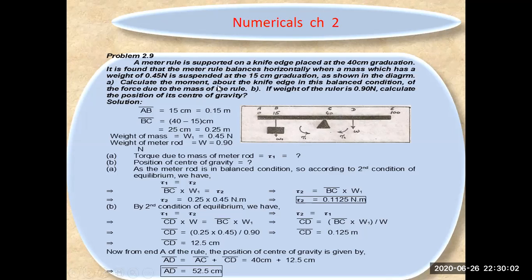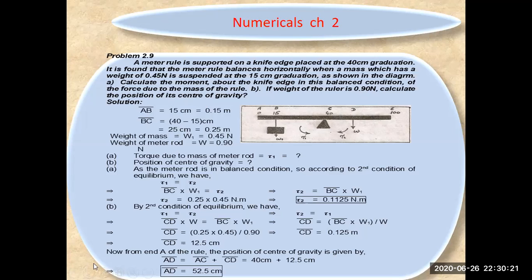Calculate the moment about the knife edge in this balance and the force due to the mass of the ruler. The weight of the ruler is 0.90 Newton. Calculate the position of its center of gravity. So these are three questions basically asked.